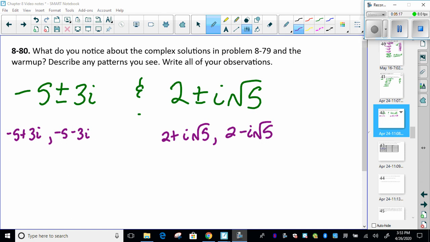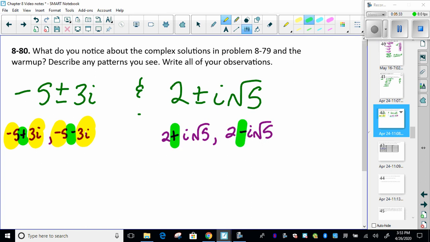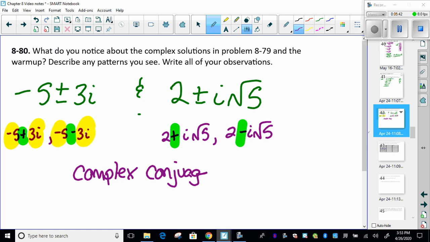So hopefully one of the things that you noticed is they both have the exact same first term. They both have the exact same last term. The difference is the sign, and that works for both of these. Sign is different, everything else is the same. Because these are called complex conjugates. Conjugates is old, you know that already. Those are called complex conjugates, where the negativity in the i changes.